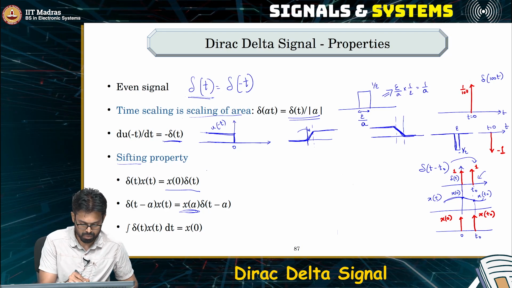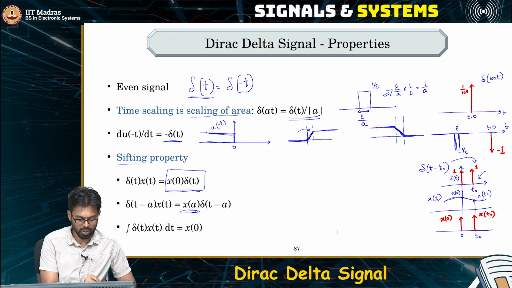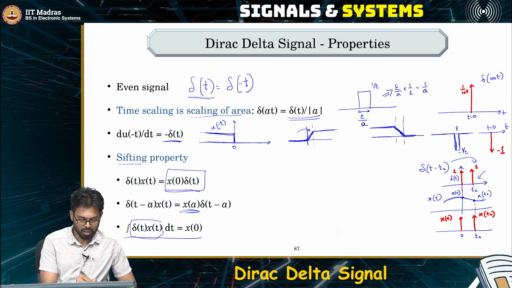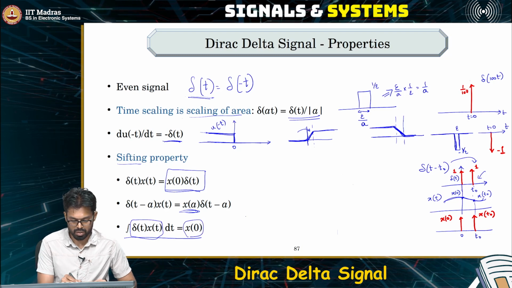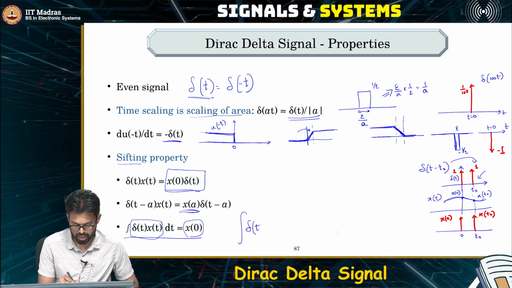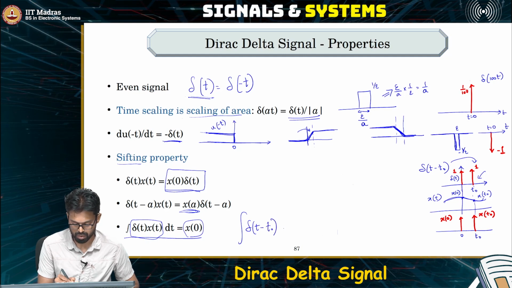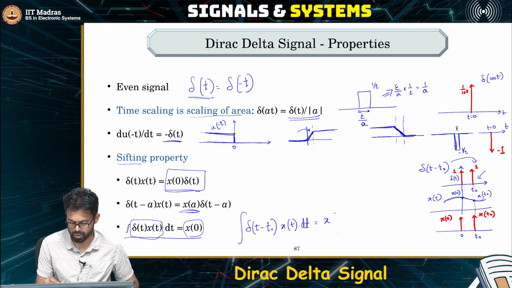Now clearly when you multiply the signal, the area gets scaled, and that's what we have. So you compute the area of the signal multiplied with the Dirac delta function, and you get the area x naught. So similarly, if you multiply the Dirac delta function delta of t minus some t naught with x of t, then this area has to be x of t naught.